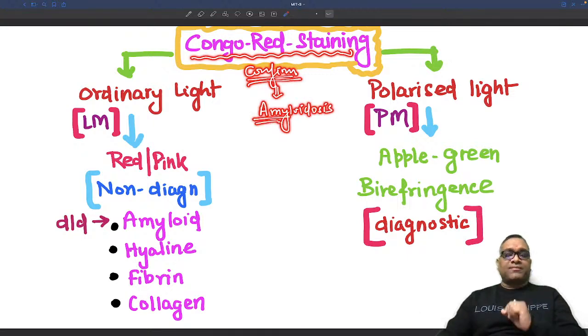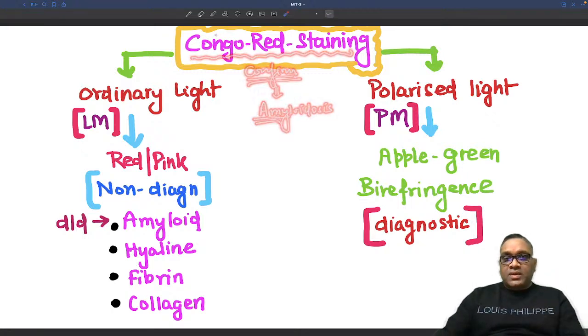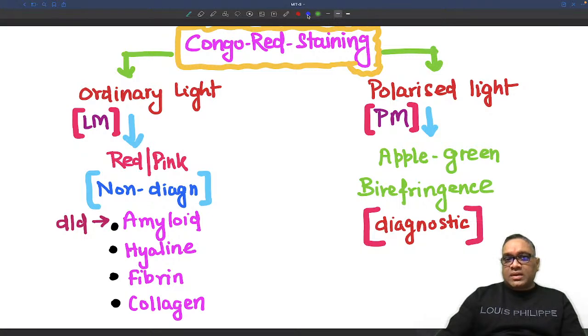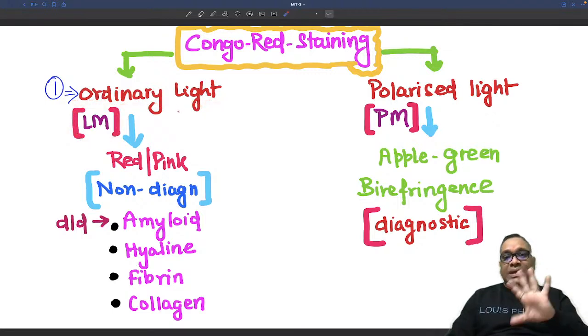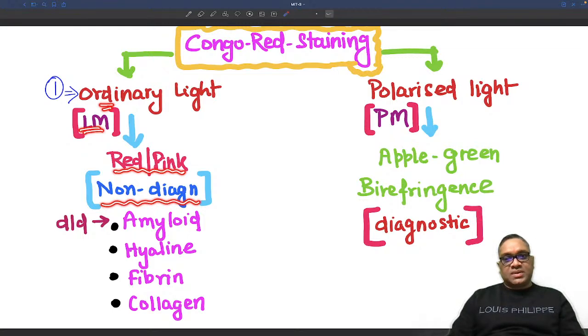But we have to be very careful, what is the examiner asking? If the examiner says Congo red staining under ordinary light, now understand, ordinary light means under light microscope. Under light microscopy, amyloid diagnosis is never confirmed. Please remember, with ordinary light you are going to see red pink color, and that is non-diagnostic.